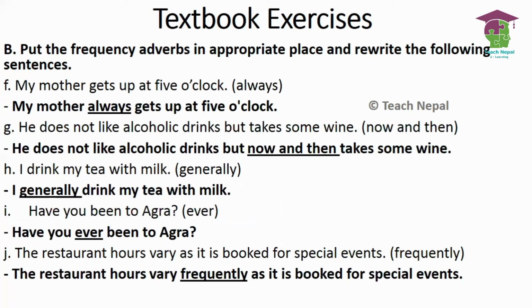Number G, "He doesn't like alcoholic drinks but takes some wine now and then." "He doesn't like alcoholic drinks but now and then takes some wine." Now and then means sometimes. "I drink my tea with milk generally." "I generally drink my tea with milk." "Have you been to Agra?" Ever: "Have you ever been to Agra?" "The restaurant hours vary as it is booked for some special events frequently." "The restaurant hours vary frequently as it is blocked for some special events."